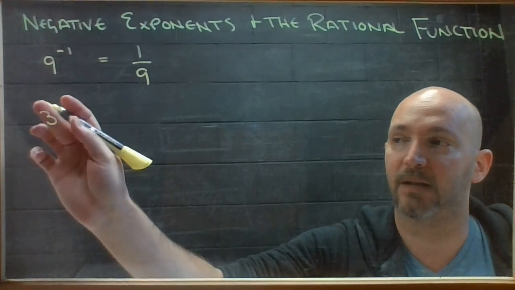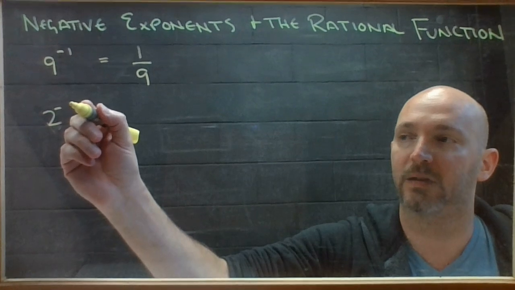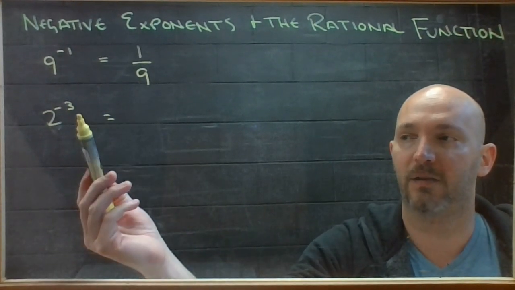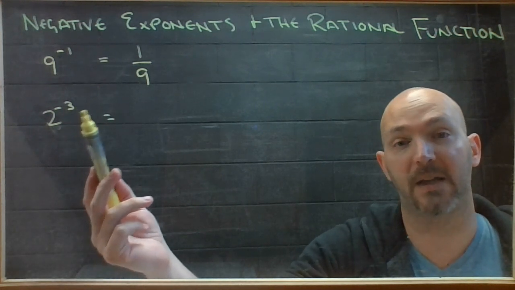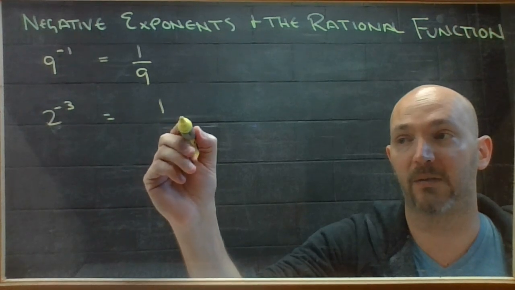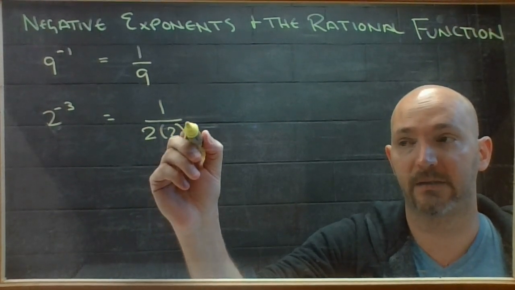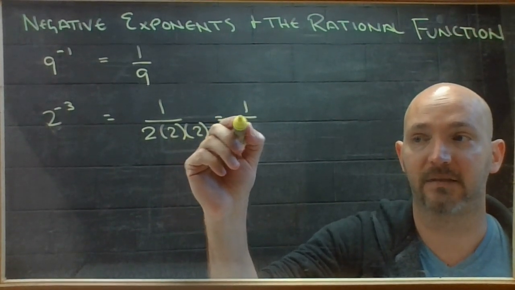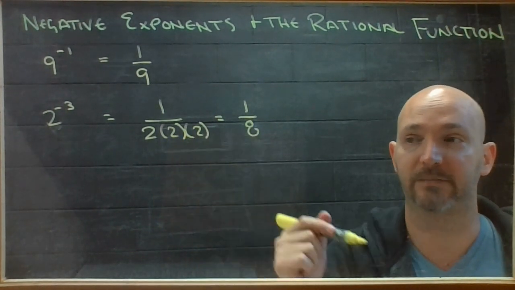If I had something like this, the negative tells me that I'm dividing by 2, and the 3 tells me I have to do it 3 times. So I'm going to have to divide by 2, and then again, and then again, which is the same as dividing by 8. 2 times 2 is 4, 4 times 2 is 8.